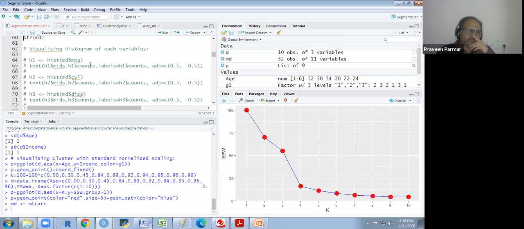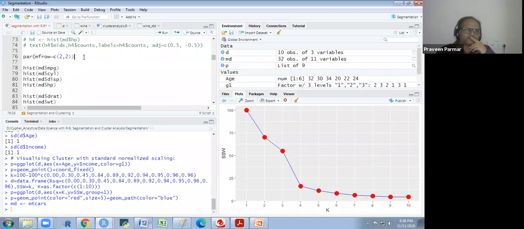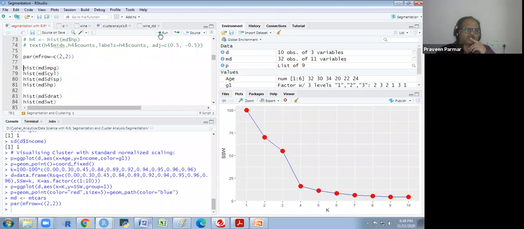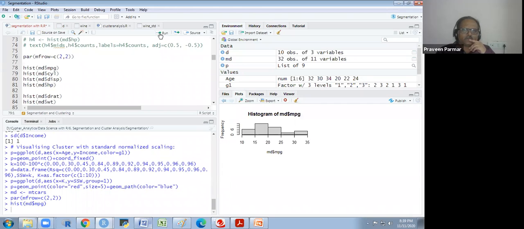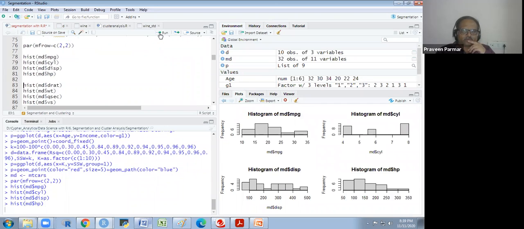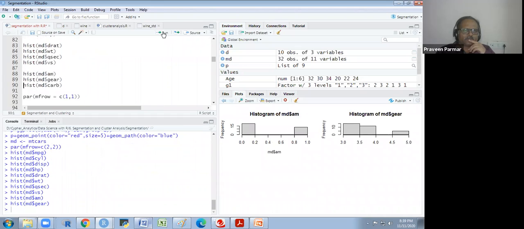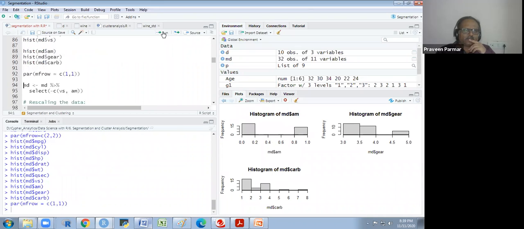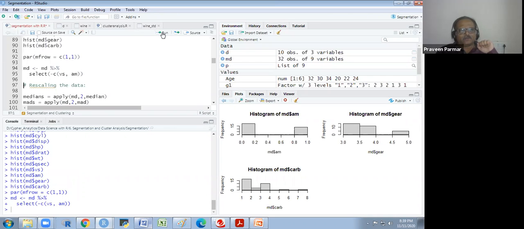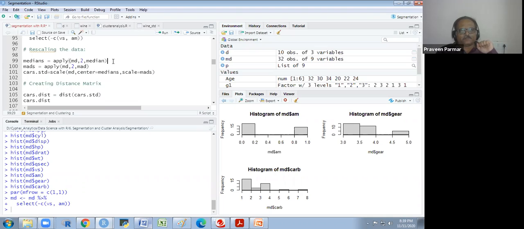Empty cast data, everybody aware about? So I just make 2 by 2. I'm showing you this we have. Then I will show you the plots for these other variables and these 3 variables. And then I convert this in 1, and then I remove the VS and AM, which are the 2 only, and rescaling the data.